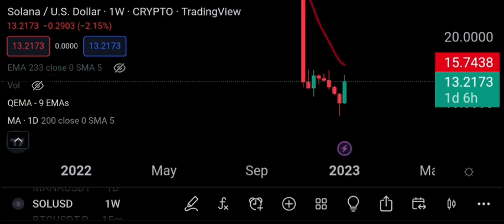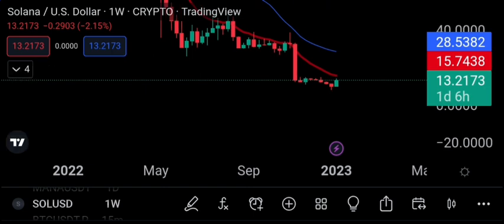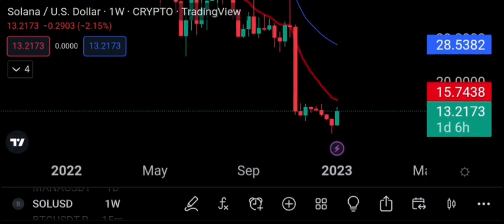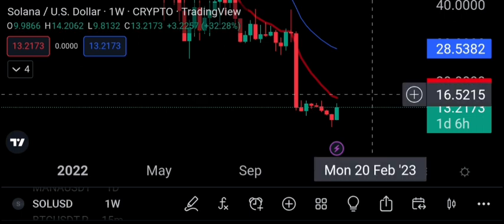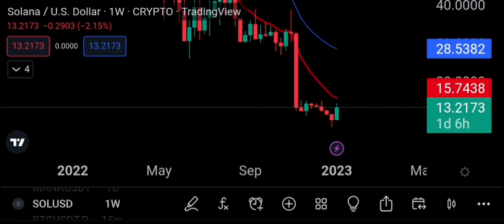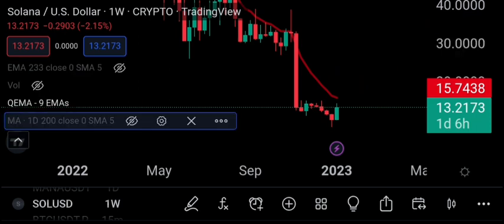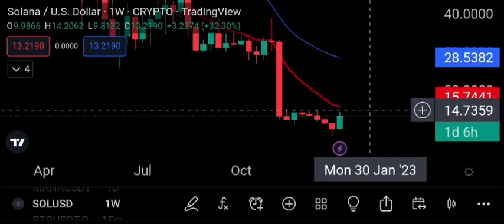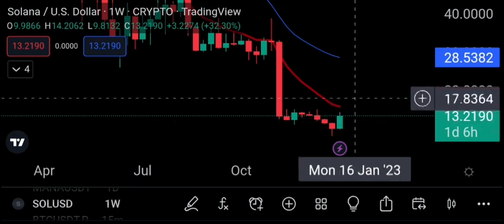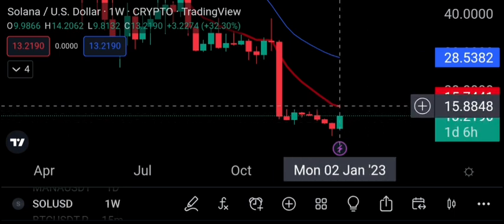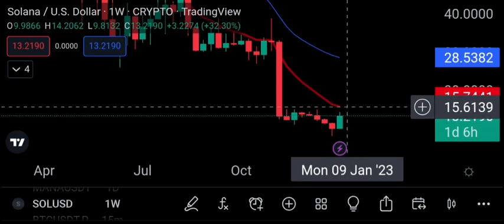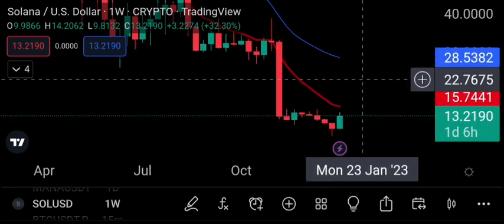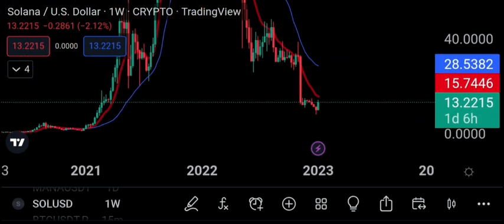There you go. So you have the daily 200 EMA. This is a weekly chart. You have the daily 200 EMA and the weekly 10 moving average. The daily 200 moving average is in blue, and the 10 weekly EMA, not MA, EMA. This is the 10 EMA, and this is the 200 moving average of the daily.